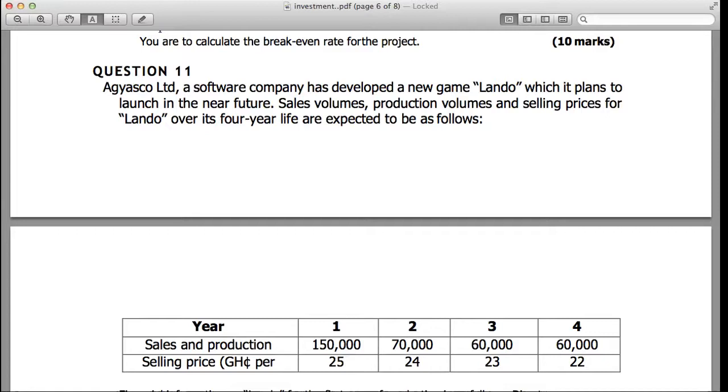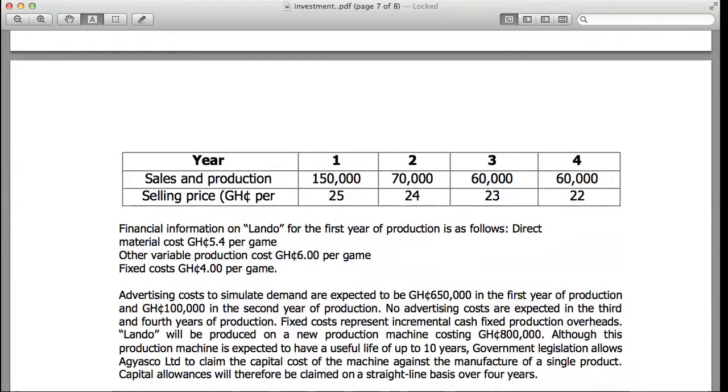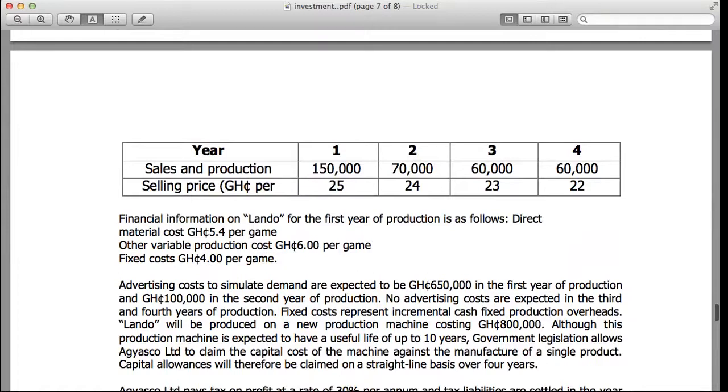Good. So sales and production, these are units, please. Sales and production what? Units. So year 1, they are going to sell 150,000 units of Lando. Year 2, 70,000 of what? Lando. Year 3, 60,000 and 60,000 for year 4. Selling price is what? 25. Here the selling price is not constant. Your selling prices are different. So to get the sales revenue, what do you do? You multiply respectively. Then you get it.